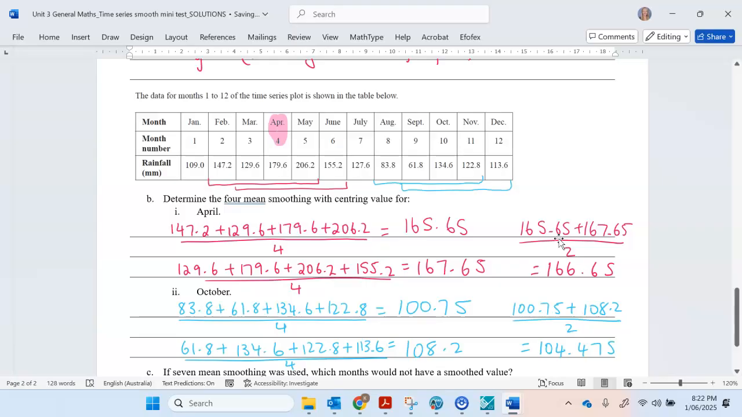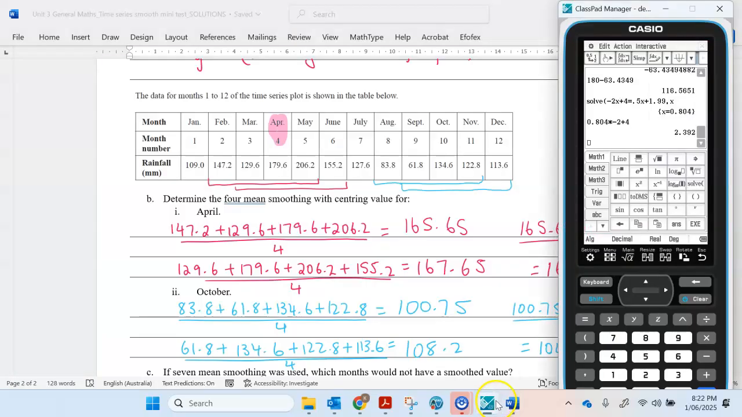When you're doing it on your calculator, if we're doing the first one, I just want to show you. So we're writing all these numbers. 147.2 plus 129.6 plus 179.6 plus 206.2. And we've got to divide that by 4, and we get that value that I already had.